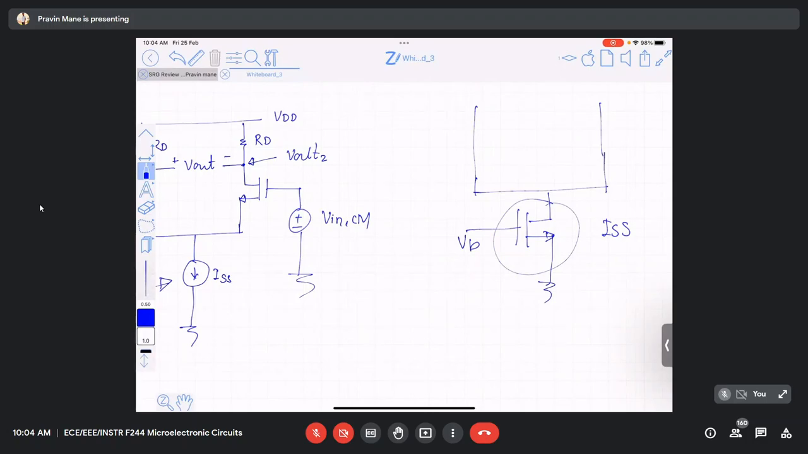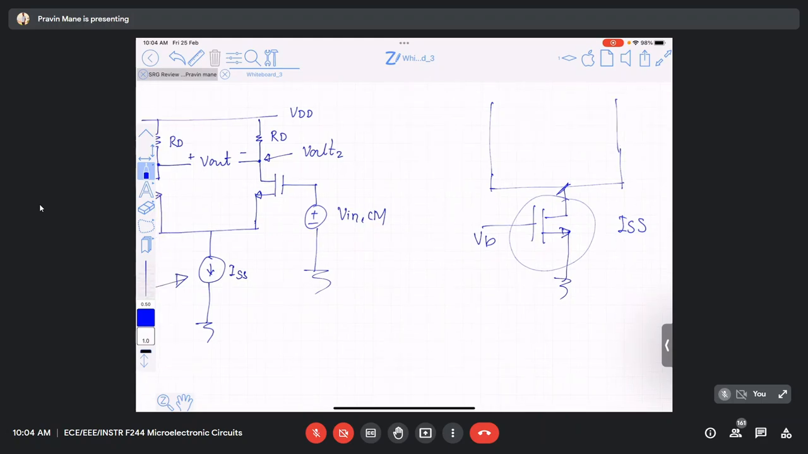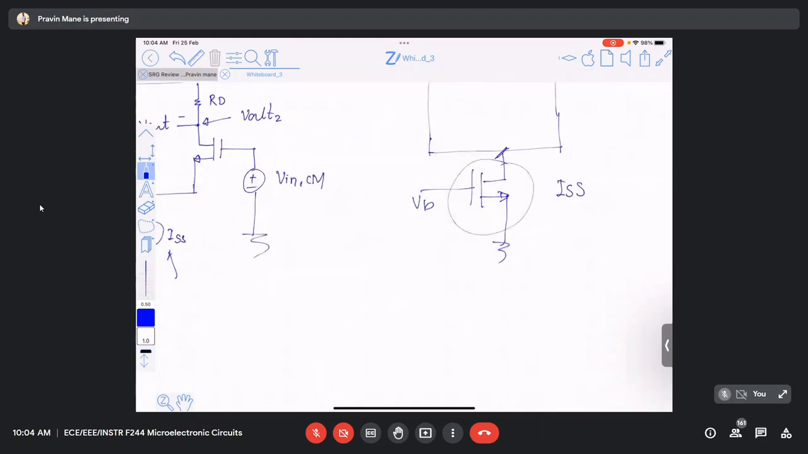So is it good? What are the ideal properties of a constant current source? Resistance should be infinite. What is the resistance offered by this? R naught. Is it infinite? No, sir. So it is not an ideal current source. But in the analysis that we are going to follow, we are assuming that this current source is ideal. So this is not a good way of doing it.